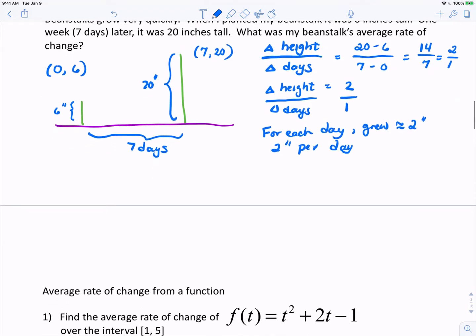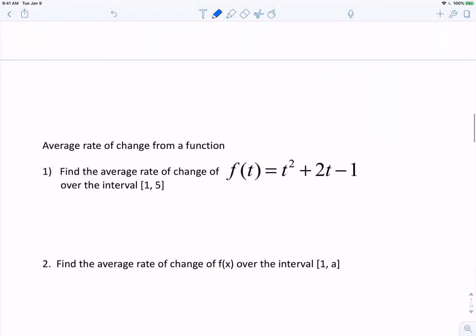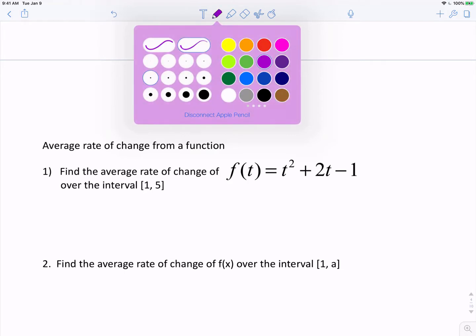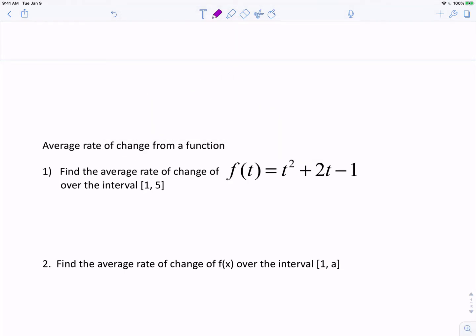Let's take a look at some examples in algebra. Find the average rate of change of a function. Find the average rate of change of this function, f of t equals t squared plus 2t minus 1, over the interval from 1 to 5. So the first thing we're going to do is change this into some points that we can work with. So here's the basic idea. Here we have x is equal to 1, and here we have x is equal to 5, and we have some kind of function.